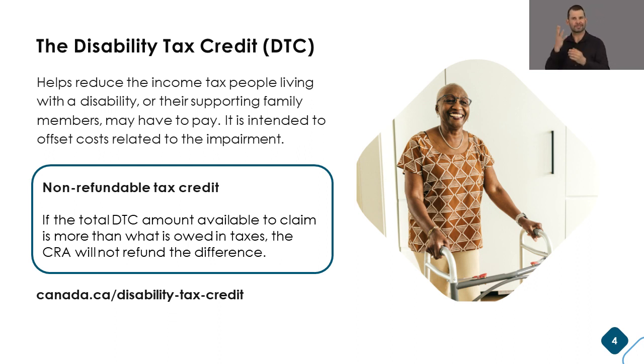Limitations may be experienced in more than one of the categories for the DTC. However, the amount of the credit is not impacted by the number of limitations. If the DTC is approved for prior years, individuals can request an adjustment to have it applied to their previous tax returns. By reducing income tax, the DTC can help offset some of the extra costs related to the impairment.